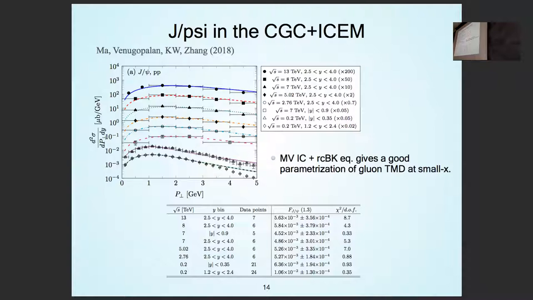Interestingly, this fitted value is very stable at the LHC. So this is a very interesting point. And also the F transition probabilities include a higher order contribution from excited states or K factor or any other contributions.